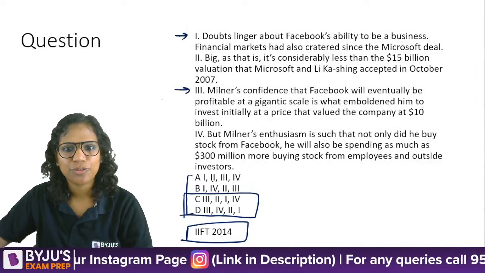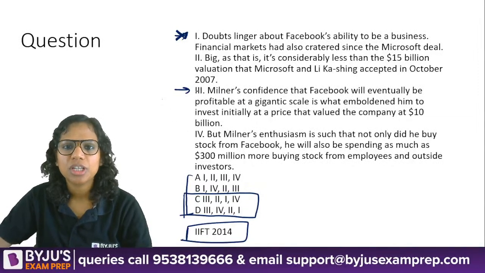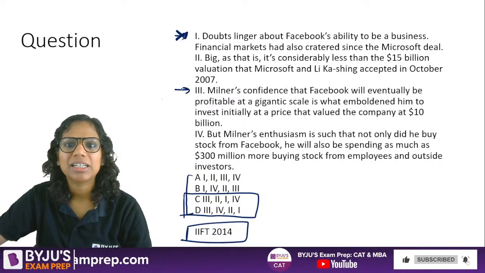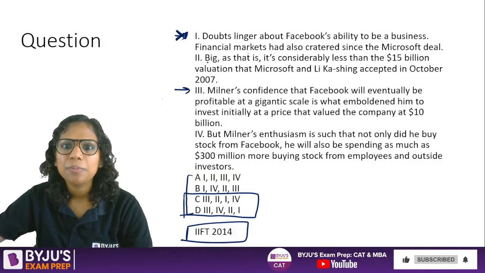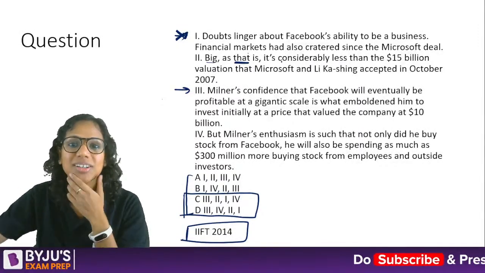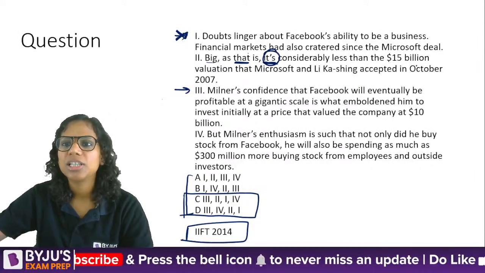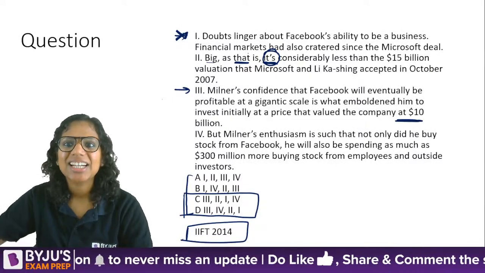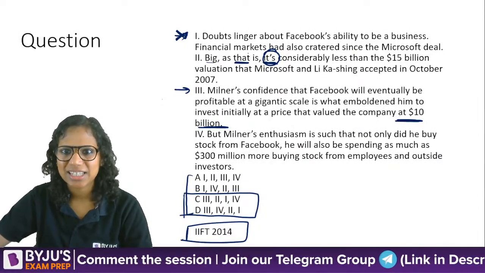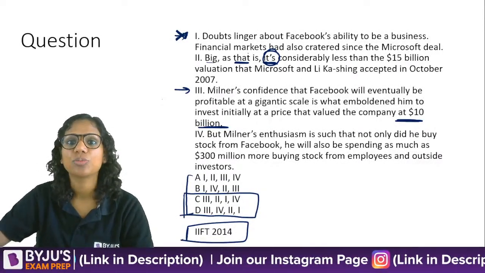So good that you were able to identify that 3 is the opening sentence and not 1. Now, the question is, should 4 come after 3 or should 2 come after 3? If you see, 3 and 2 make for a mandatory pair because of these clues. Grammar based clue: big as that is. What is big? Let's see, the other words will tell me. It is considerably less than the $15 billion valuation. So what is considerably less than the $15 billion valuation? This $10 billion valuation. So big as that is, it is considerably less than the $15 billion valuation that Microsoft and Li Ka-shing accepted in October 2007.